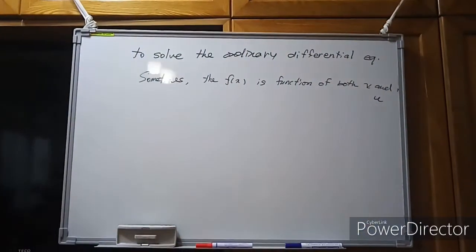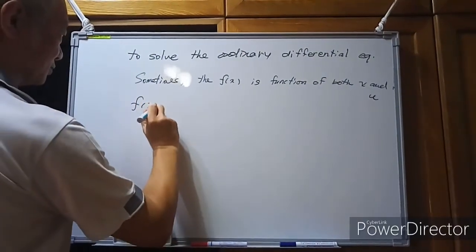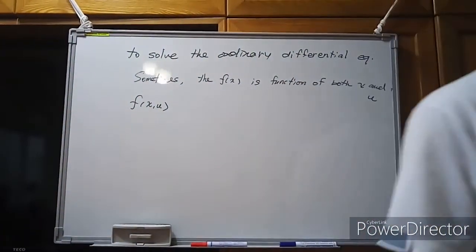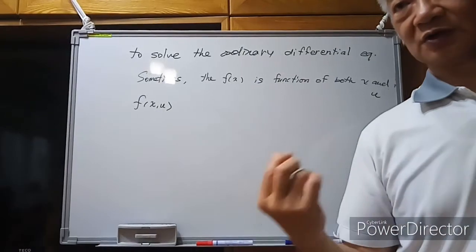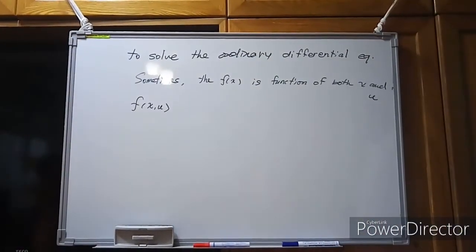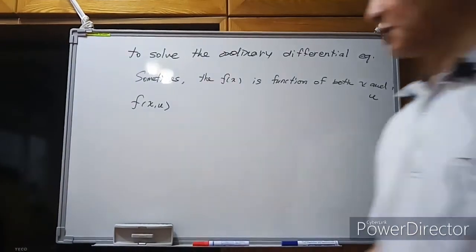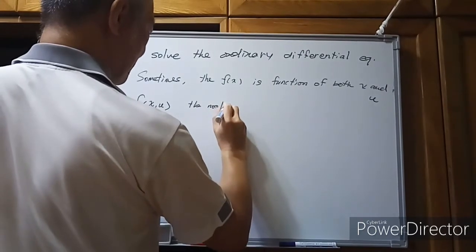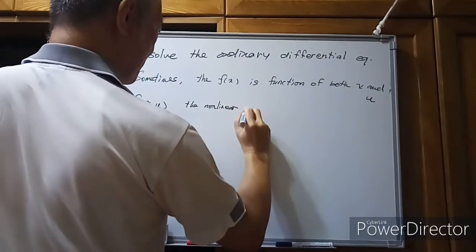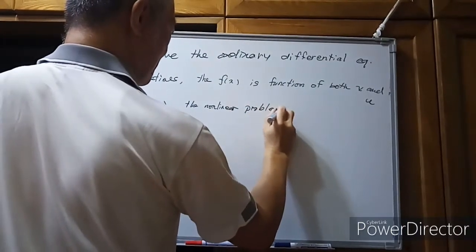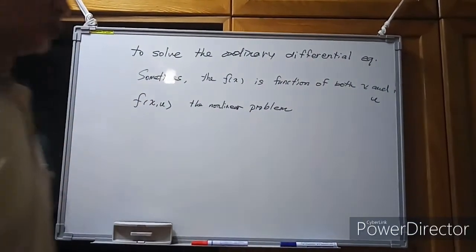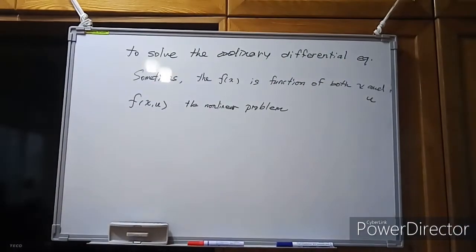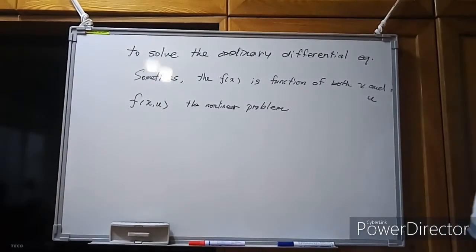Sometimes the function f of x and u is not only related to the parameter x; the function value is also related to the solution function u. In this case, it is a nonlinear problem. If we consider a nonlinear problem, then the slope f is not only related to x, it is also related to the u values.